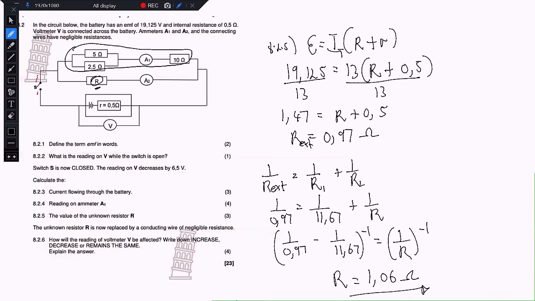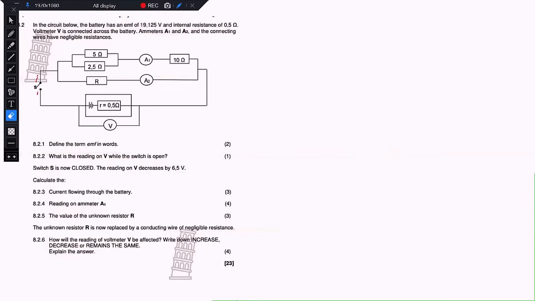Okay, so now we have 8.2.5. It says, how will the reading on voltmeter V be affected? They say an unknown resistor R is now replaced by a conducting wire. So let's try to do what they're telling us here. They say the unknown resistor R is now replaced. So it's now replaced.